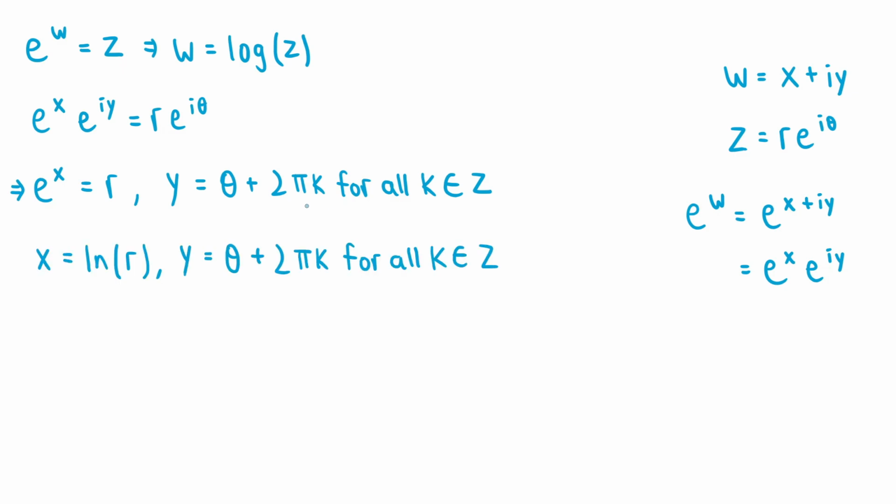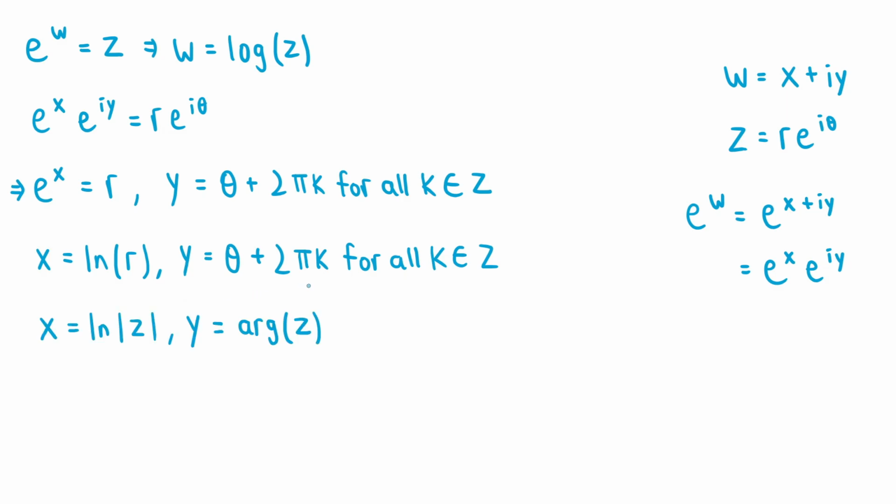We can rewrite the first equation by taking the natural logarithm in the real numbers on both sides to get x equals ln of r. When I say ln of r, I mean the natural logarithm of base e defined in the real numbers, which is distinct from log of z. The reason we can do this is because both e to the x and the absolute value r are real numbers, so we can apply the ln function defined in the reals on both sides. So we took the natural logarithm of e to the x and the natural logarithm of r to get x equals ln of r, and y still equals theta plus 2 pi k for all integer values of k.